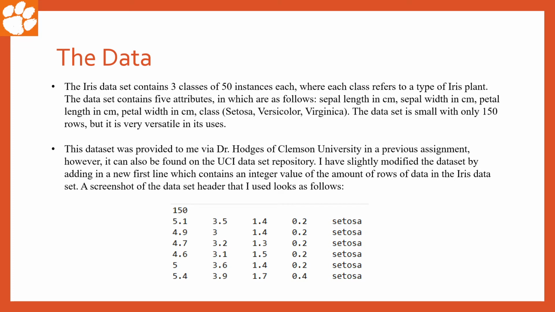The iris dataset contains 150 rows of data consisting of 3 classes of 50 instances each. Each row of data contains the sepal length, sepal width, petal length, petal width, and which class the data belongs to. I was provided the data by Dr. Hodges and modified it slightly by incorporating the number of rows as the first line. The following figure is a screenshot of the header of the data.